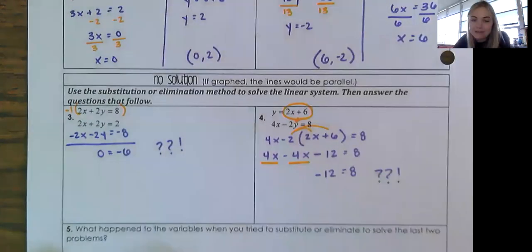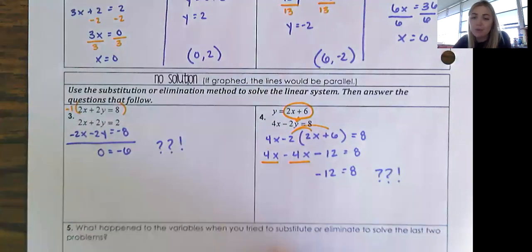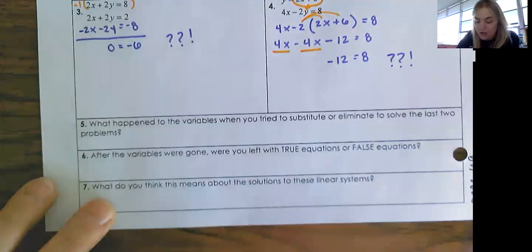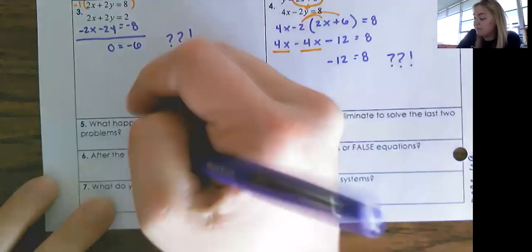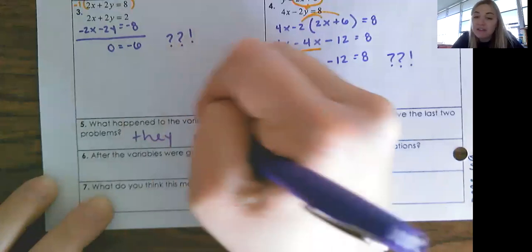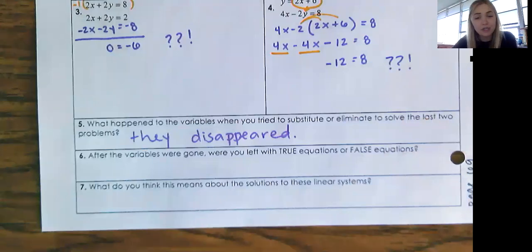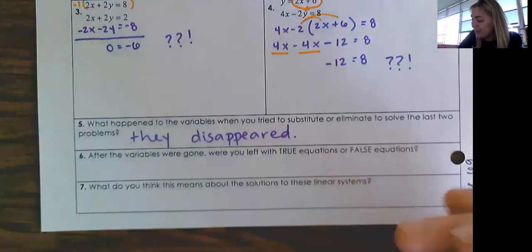Well, what happened to the variables when you tried to substitute or eliminate in the last two problems? They disappeared. You're gonna see how unconfident I am with my hand or my spelling. I don't think I spelled that right. Okay, so after the variables were gone, were you left with a true or a false equation? That's why we were so confused. It was false.